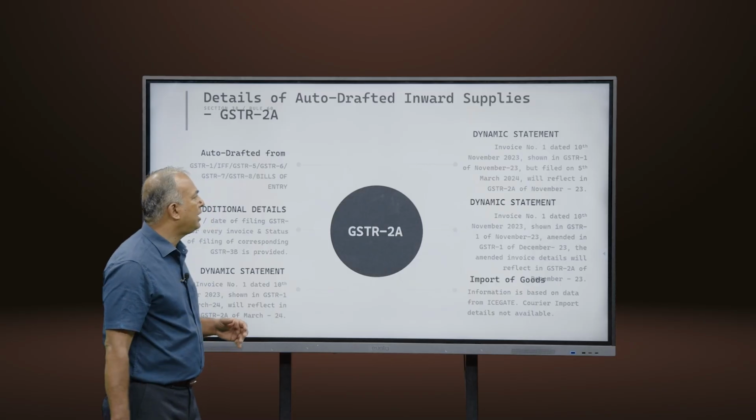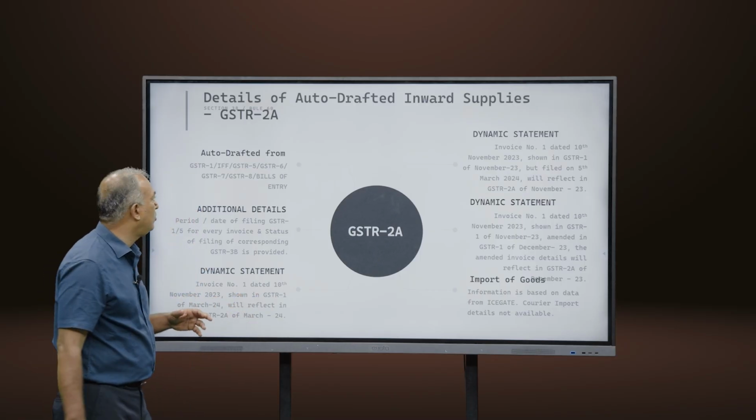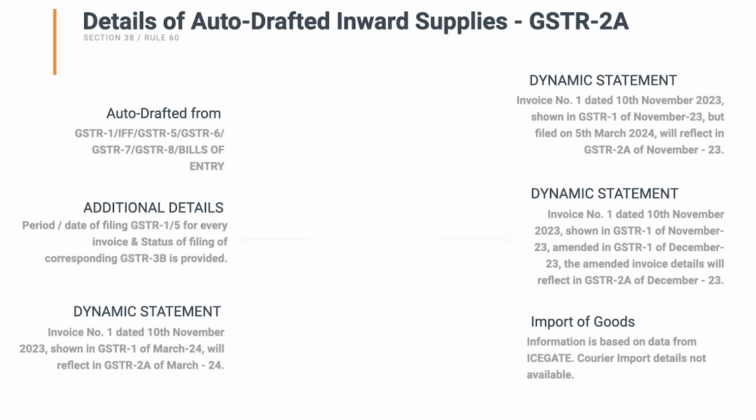Now, if you were to just look at this particular aspect, I've just put the slide down to ES1. It auto drafts from whatever I've already told you. This is a dynamic statement. Now, what do you mean by a dynamic statement? Visualize this.